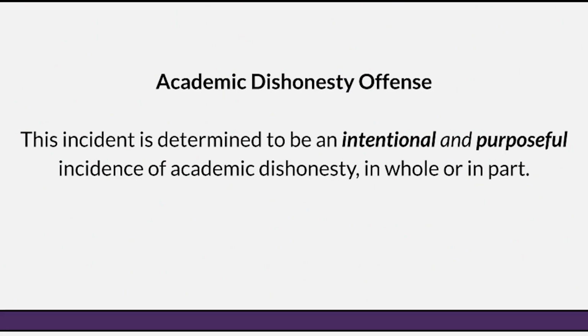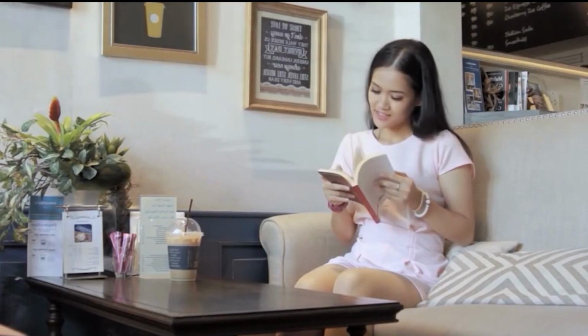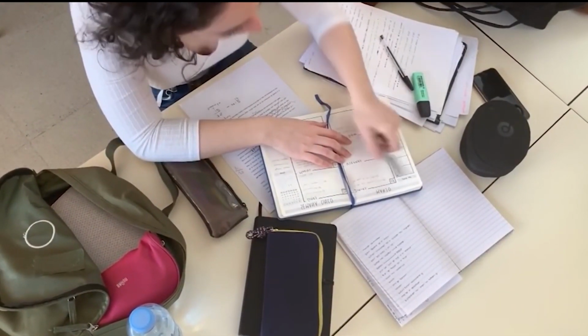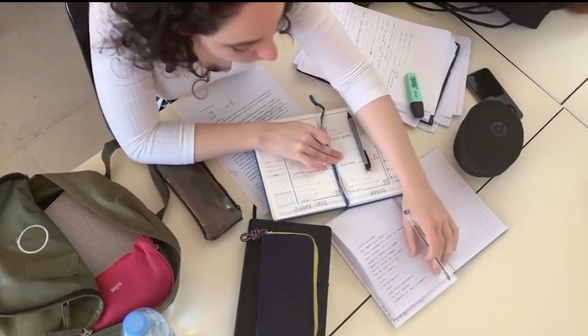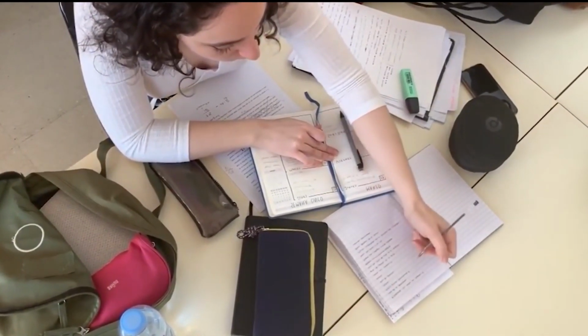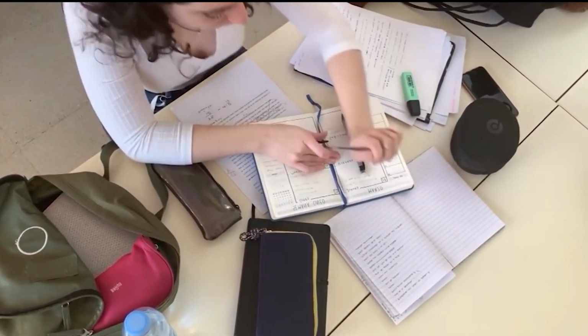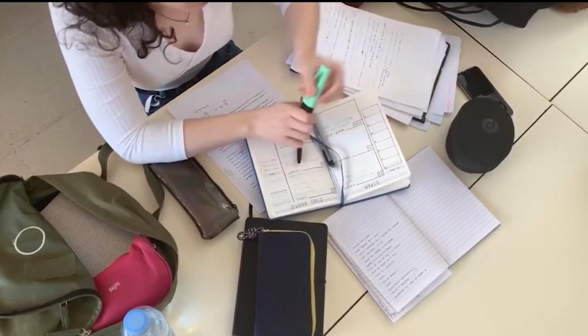This incident is determined to be an intentional and purposeful incident of academic dishonesty, in whole or in part. First academic dishonesty per class. If the academic dishonesty occurred during a final exam, then the grade on the exam is recorded as a 0 in the grade book without the opportunity to redo it.